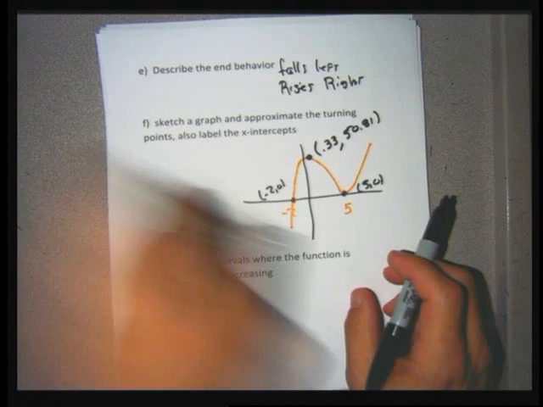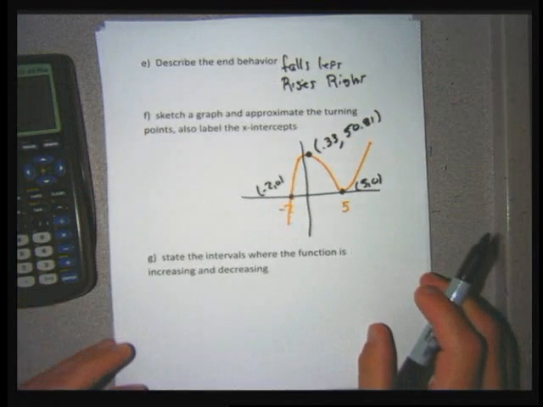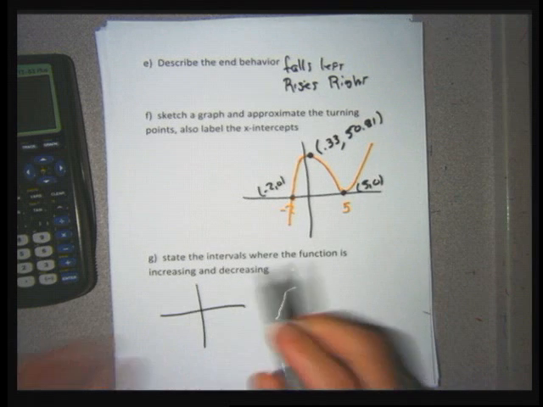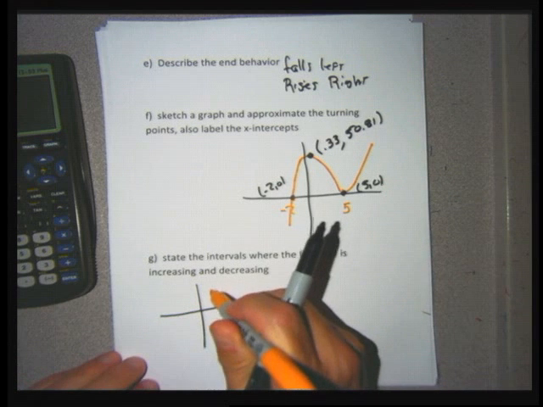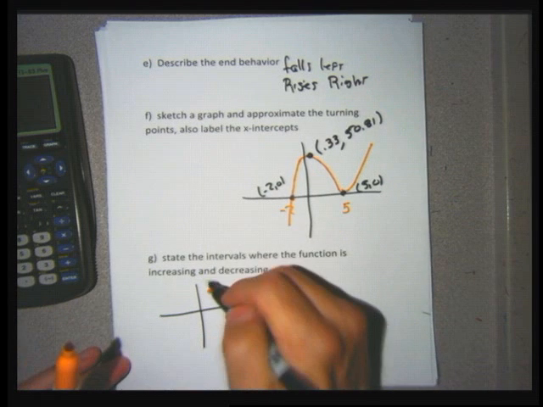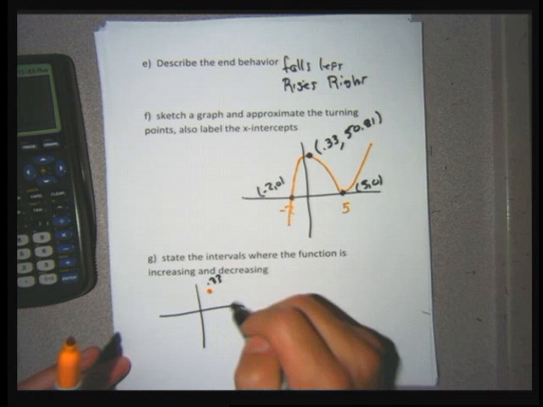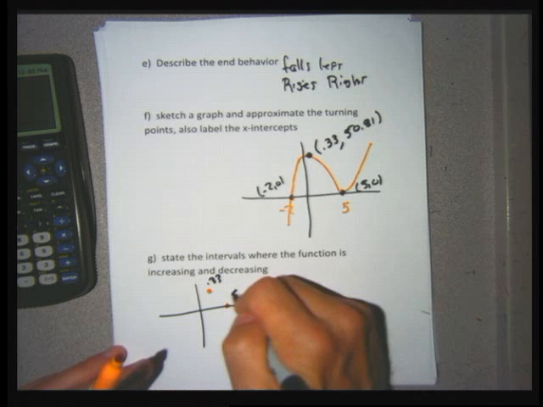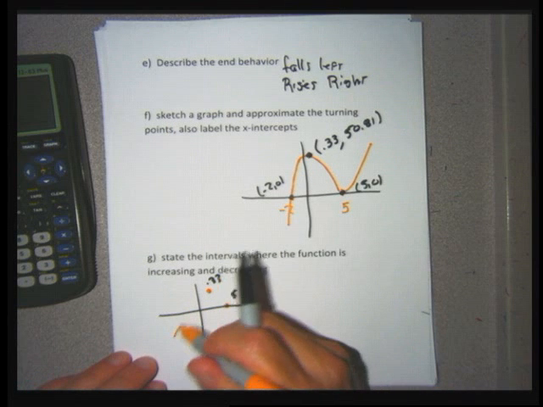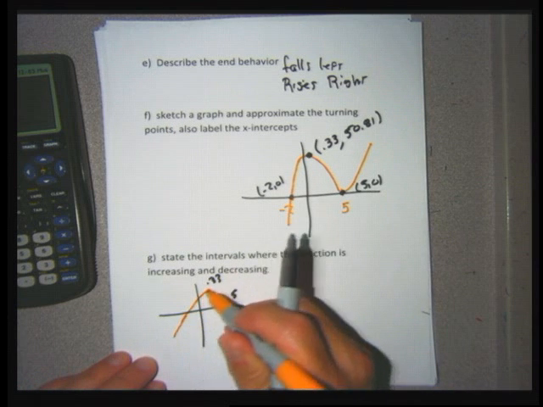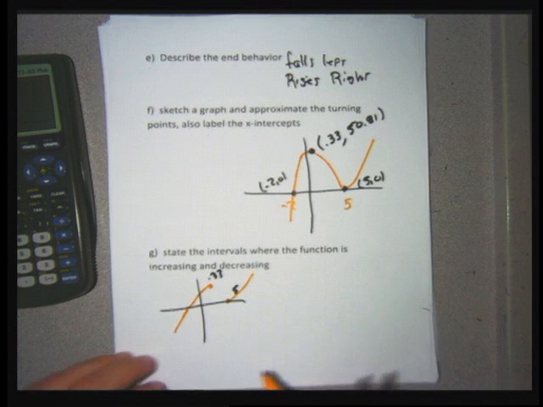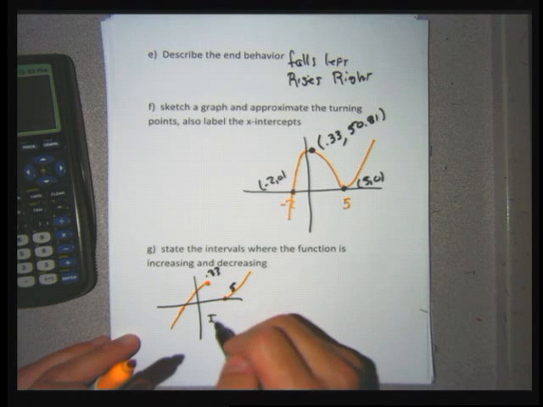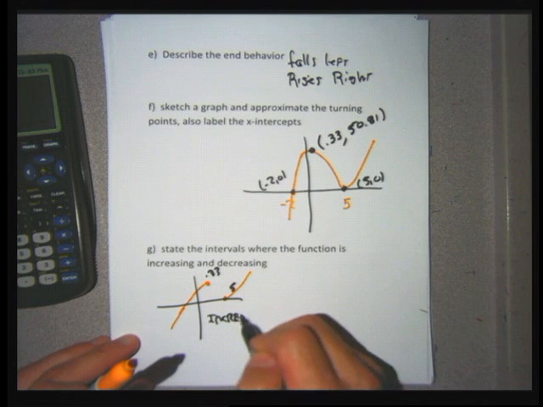Now I'm going to go to the g part. The g part wants me to describe where the function is increasing and decreasing. And we've done this before. If I want to break this graph up, the x-intercepts have nothing to do with whether it's increasing or decreasing unless they're a turning point. So this graph, if I looked at it in terms of increasing, these are the regions where the graph is increasing because as I move from left to right, I'm making my marker go higher.